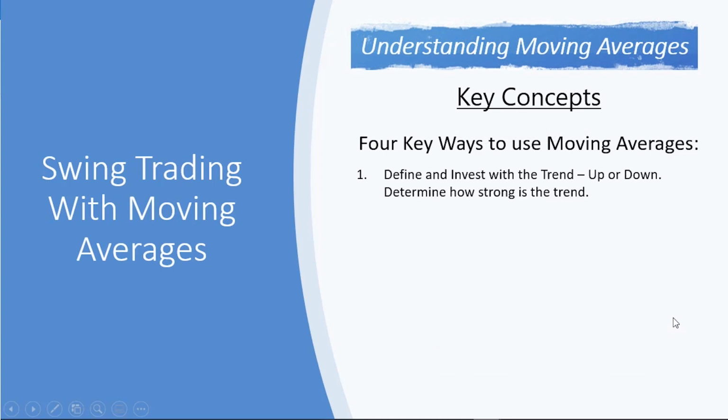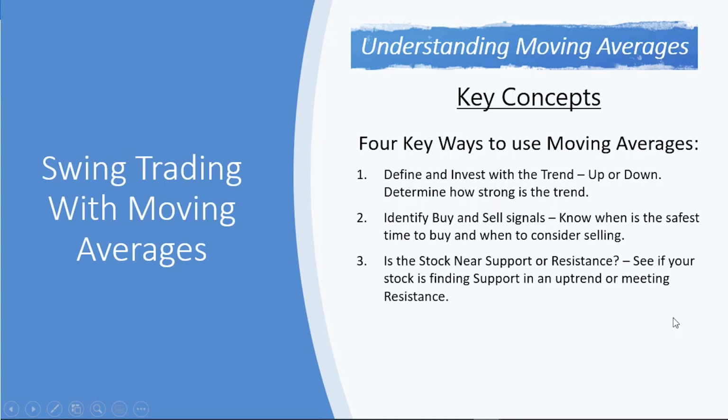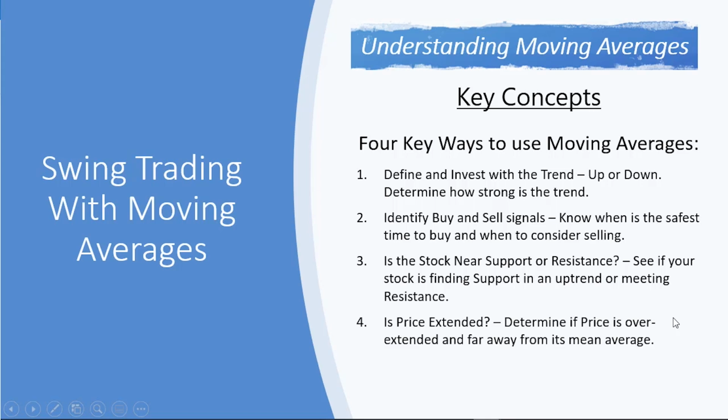4 ways to use moving averages. Number 1, define and invest with the trend, whether it be up or down. And moving averages help determine how strong the trend is. The steeper the slope of the moving average or multiple moving averages, the stronger the trend. They help identify buy and sell signals. You'll know when the safest time to buy is and when to consider selling. Is the stock near support or resistance? See if your stock is finding support in an uptrend or meeting resistance. And is price extended? Determine if price is overextended and too far away from that moving average.